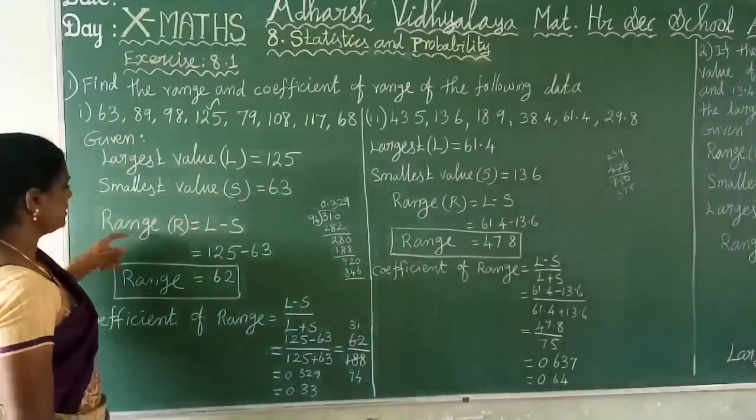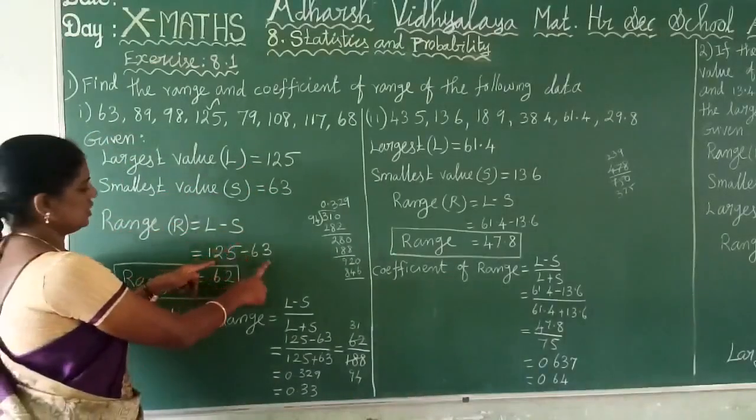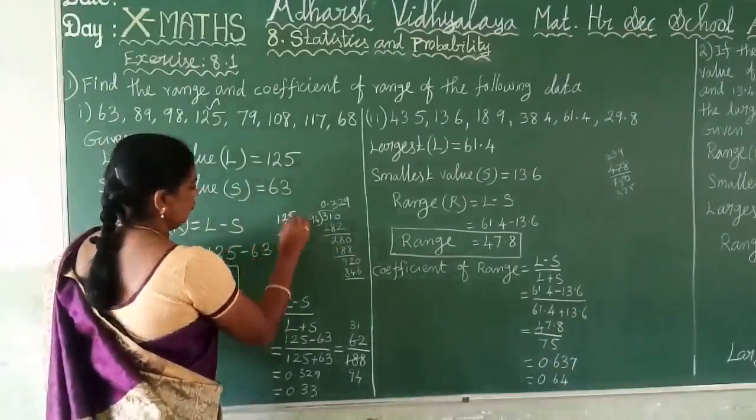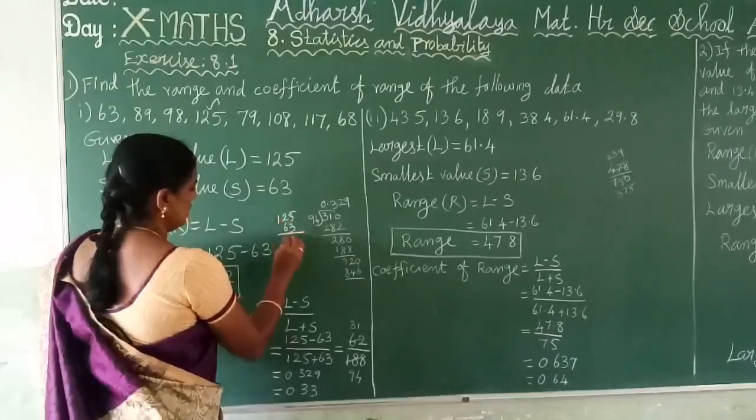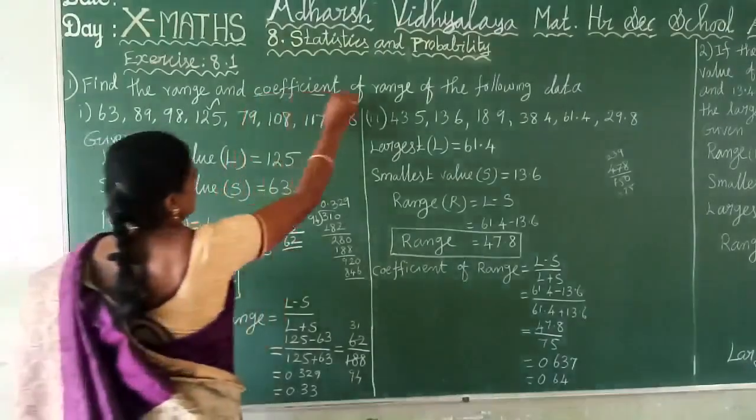And the formula: range is equal to L minus S. So largest value 125 minus 63. 125 minus 63, answer: 5 minus 3 is 2, 12 minus 6 is 6, so 62. Next you have to find the coefficient of range.